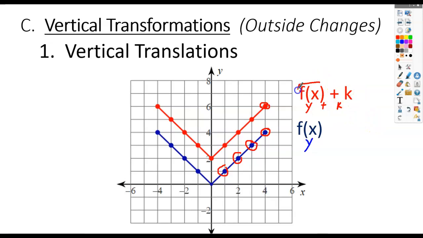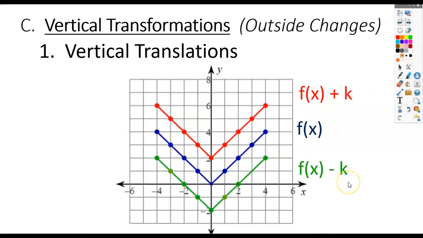And another way to write the y value is just f of x. So if you add a number to your function, then it shifts the graph up. Not surprisingly then, if you were to subtract a number from your function, it's going to shift it down. All the y values will decrease by 1. And that's what we call a vertical translation.